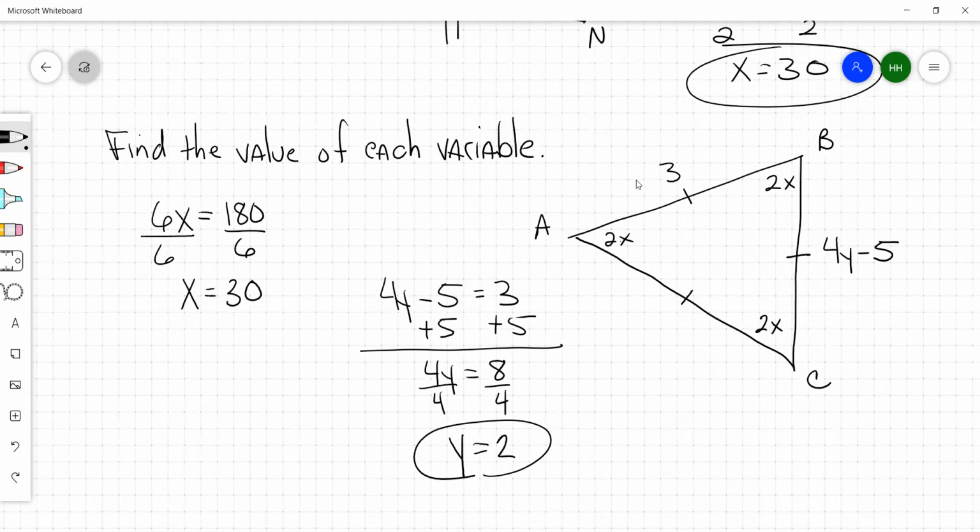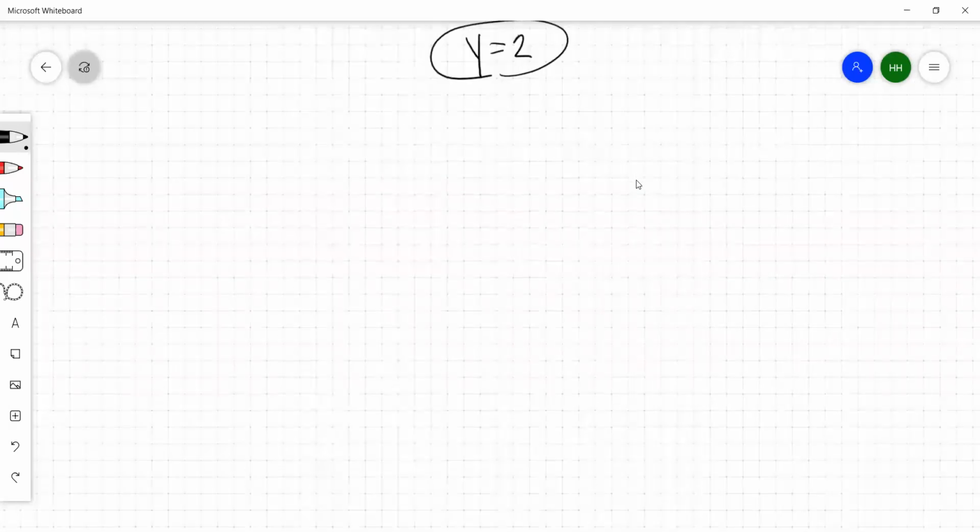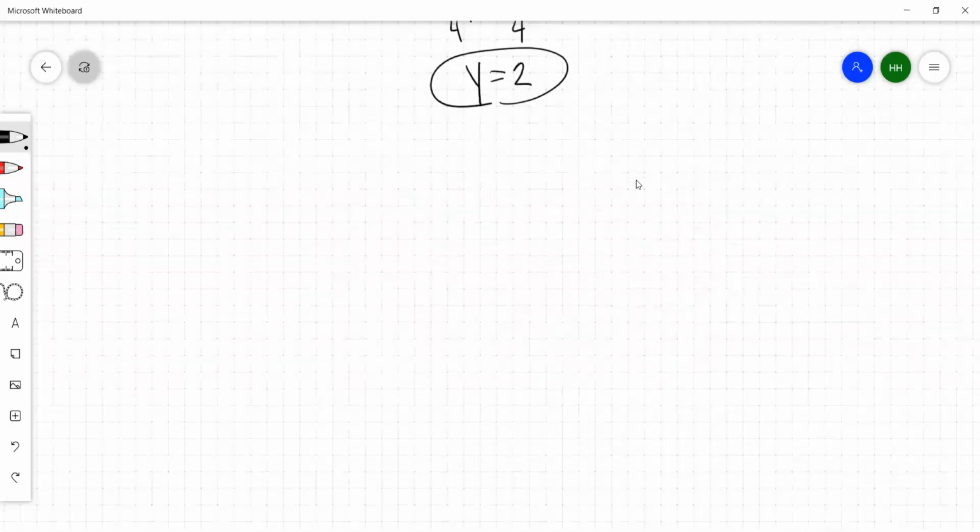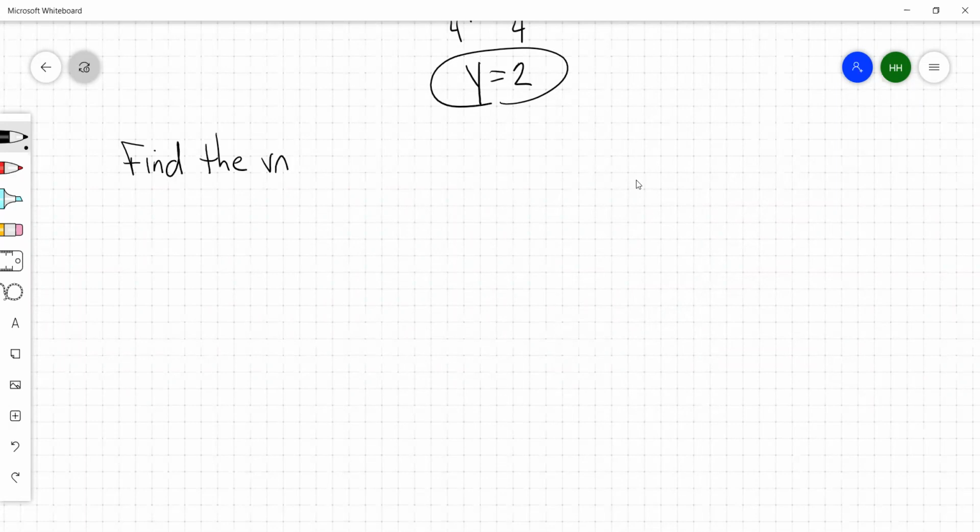All right, I got one more example to work with you, and then I'm going to turn you loose and give you some practice because I know that's what you want. You want to be cut free. Find the value of each variable.